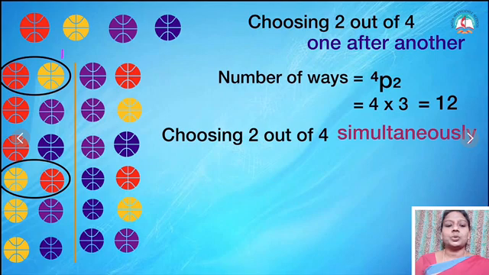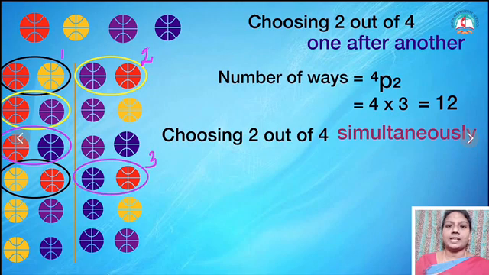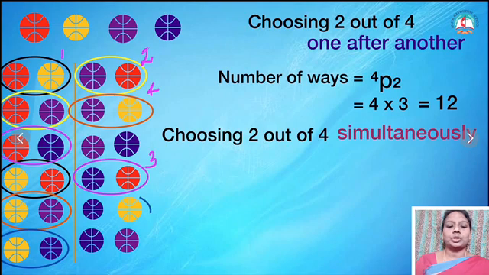Next, we may choose red and purple, that is the second possibility. Then the other one is the third possibility, because we are selecting at a time. The fourth one is yellow with purple, or purple with yellow. Similarly, I may choose yellow with blue, or blue with yellow, that is the fifth possibility. Similarly, the last possibility. That means I get only 6 possible ways of selecting if I am choosing simultaneously.